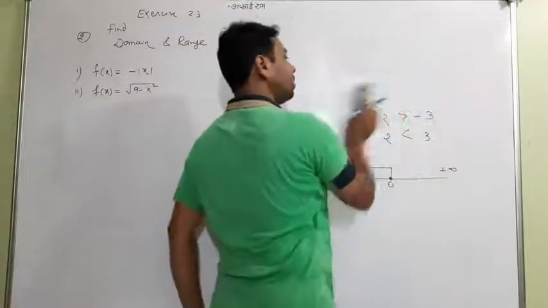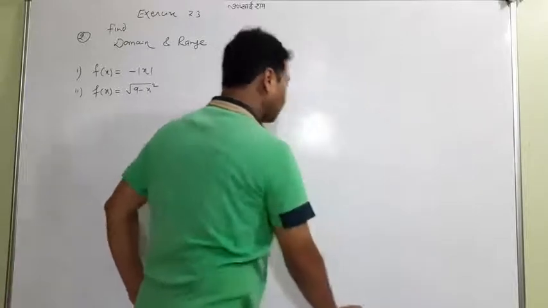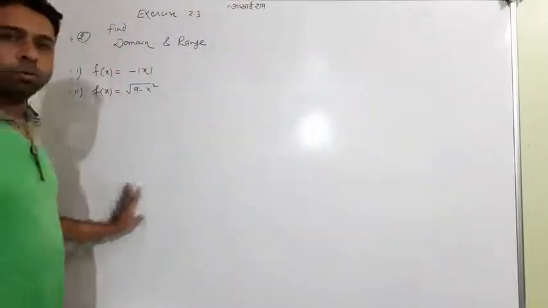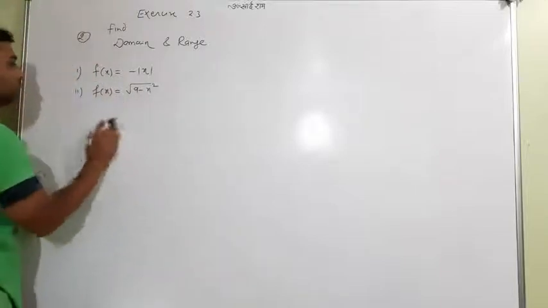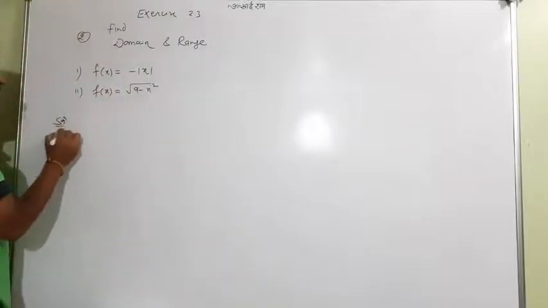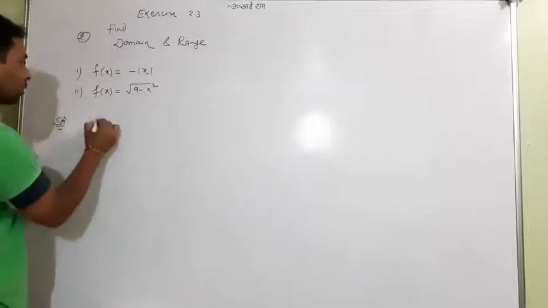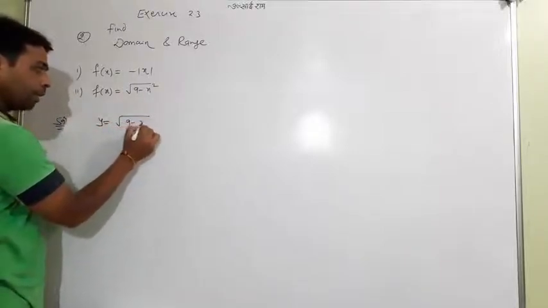The second question is again a tough task for you, but still we have to go through this. So I will tell you, look at how we can do it. Now, for the solution of the second question, I'll first find the domain. It is y equals square root of 9 minus x square.